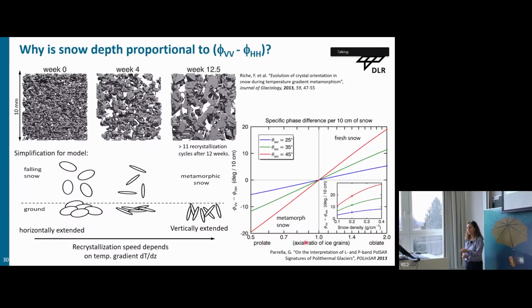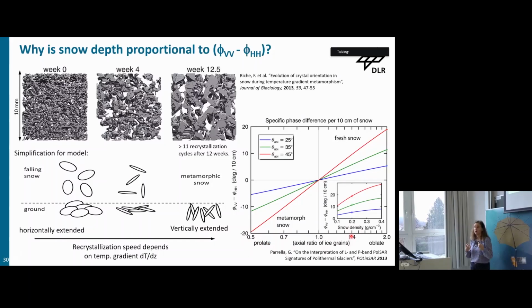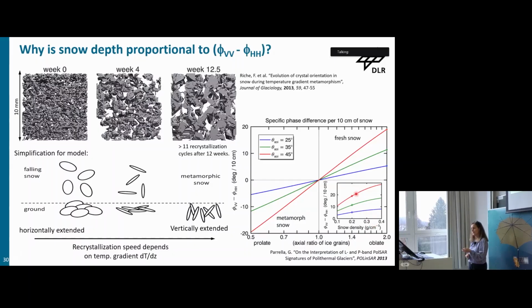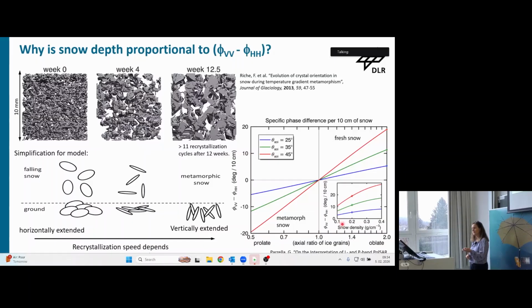And the same is also true: this crystal structure has an influence, but what is also influencing is the snow density, so how compact the snow actually is. And here you see we also have a change with the incidence angle from the satellite or even from the airborne system: for low density there is less difference, but if you increase the density you have also stronger phase differences in HH and VV.